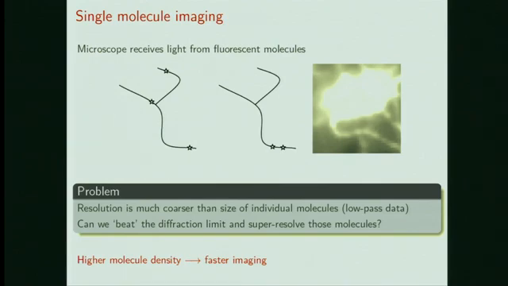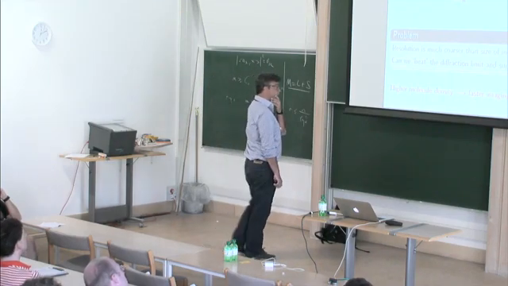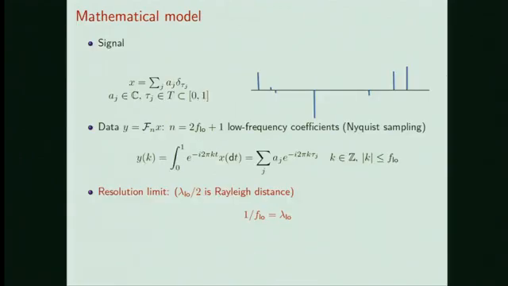we're working on super resolution microscopy, where we have fluorescent molecules, and we would like to locate them extremely well in the synapse, but we can't because under the microscope they appear to be enormous, a size which is much bigger than their real size. And so the resolution is much coarser than the size of the individual molecule. We have low-pass data, and the question is, can we beat the diffraction limit and super resolve those guys?